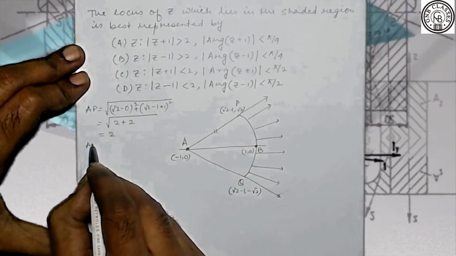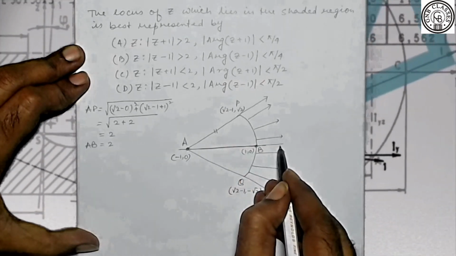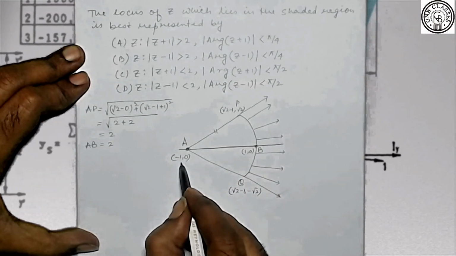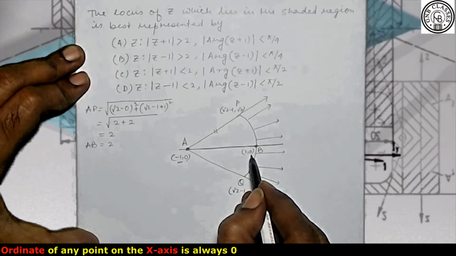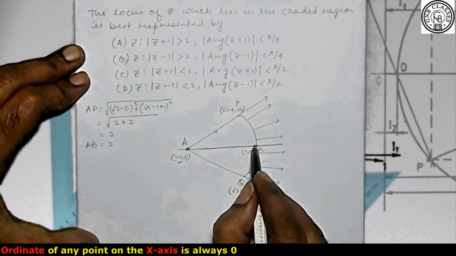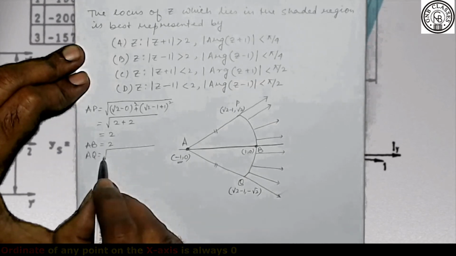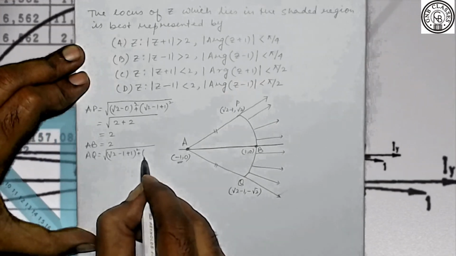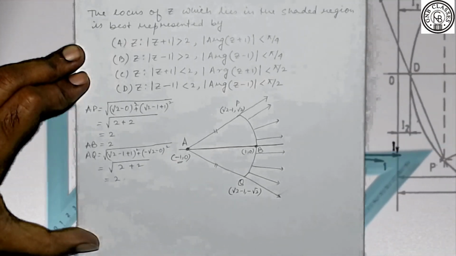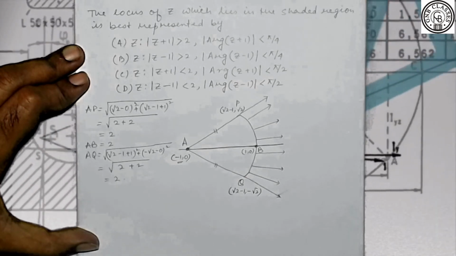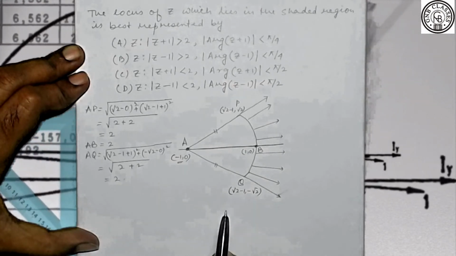What about AB? The length of AB is again 2 units, because this is the x-axis, right? We can easily see just by looking at the points: the points are -1, 0 and 1, 0. The ordinates of these coordinates are 0, which means they are on the x-axis. What is the length AQ? Is it clear? So what we have understood by calculating the lengths is that AP, AB and AQ are the same.